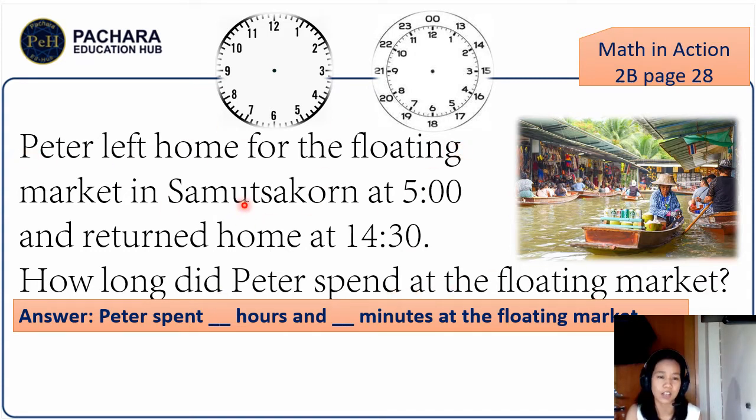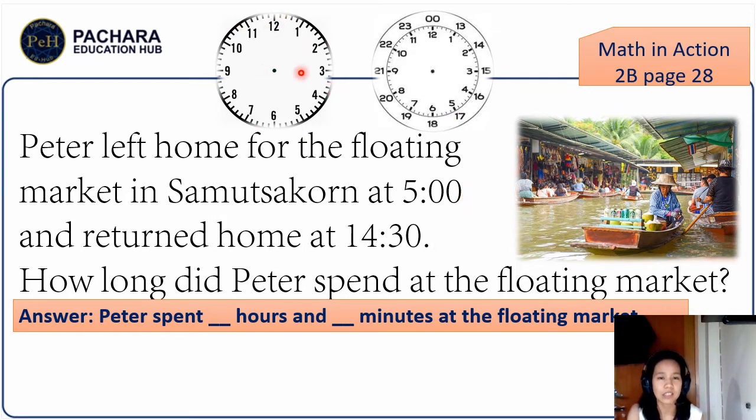So first of all, a floating market is where you buy goods or products from the boats. As you can see here, this is the floating market in Samut Sakhon. All right. And apparently, we are using the 24-hour clock format. This is a 24-hour clock wherein you can see the complete 24 hours in one day. So you don't need to use AM or PM anymore.